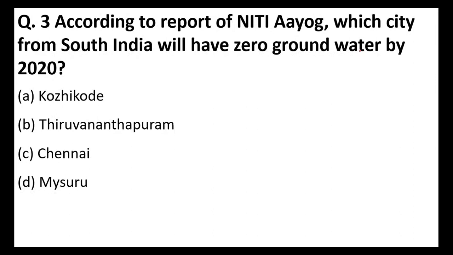According to Niti Aayog, which city from South India will have zero groundwater by 2020? So, as you all know, because the demand of water is increasing, we are drawing water from under the earth, and because of increase in population, this is depleting. So, the city that will have zero groundwater by 2020 is option C, Chennai.